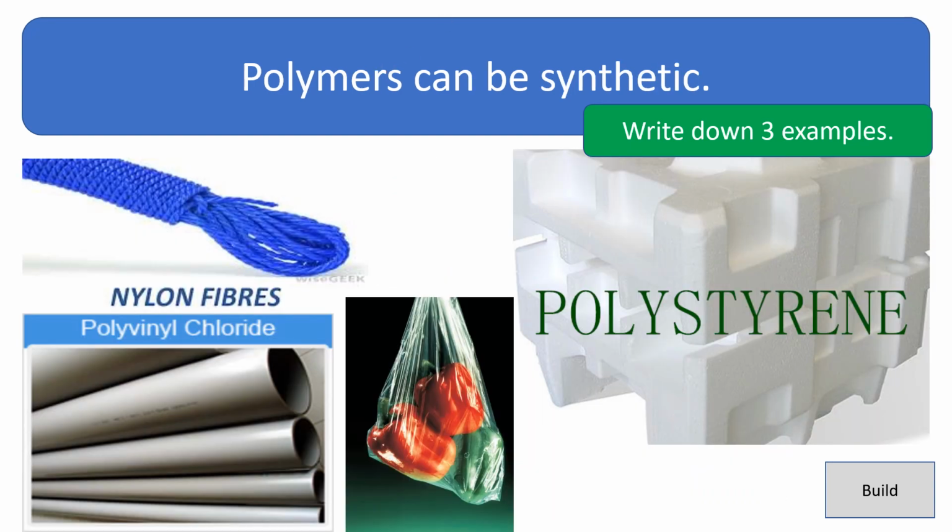And polymers can be synthetic, that's man-made. And we tend to think of man-made polymers as being plastics. So P for polymer, P for plastics. So polystyrene, polythene, polyvinyl chloride, PVC, and nylon fibres. They're all man-made or synthetic polymers.